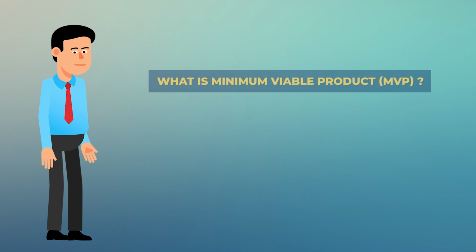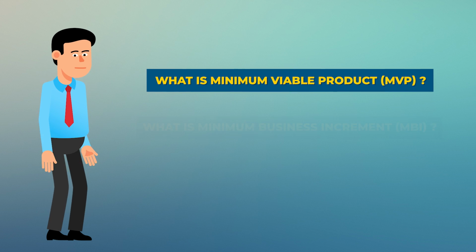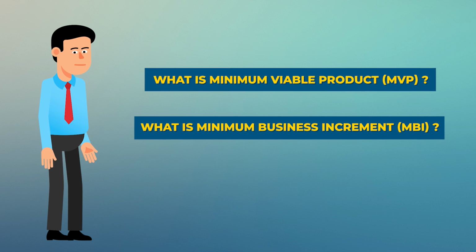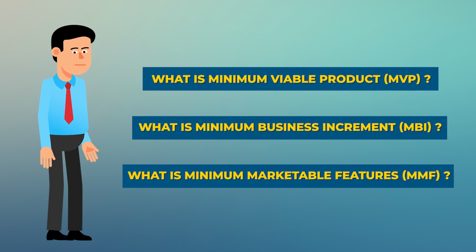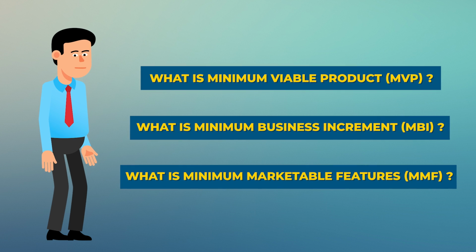Hi. So, are you also confused about what is minimum viable product, what is minimum business increment, what is minimum marketable features, and what are the differences between them? If you are, then you are not alone. They are so close to each other that it is but natural to be confused about. And we are going to talk about these three in this video today.